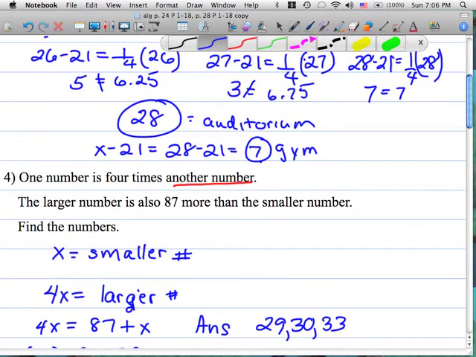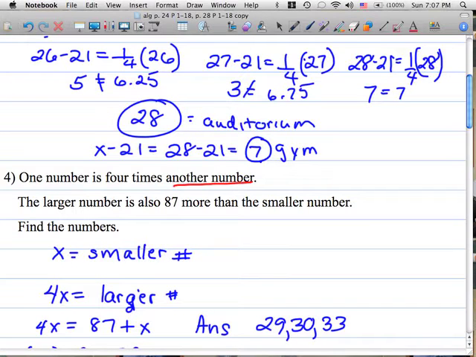Problem number 4. One number is 4 times another number. The larger number is also 87 more than the smaller number. I'm going to use the first sentence. It says one number is 4 times another number. This other number is the smaller number, so X equals the smaller number. The other number is 4 times that number, so 4X equals the larger number.